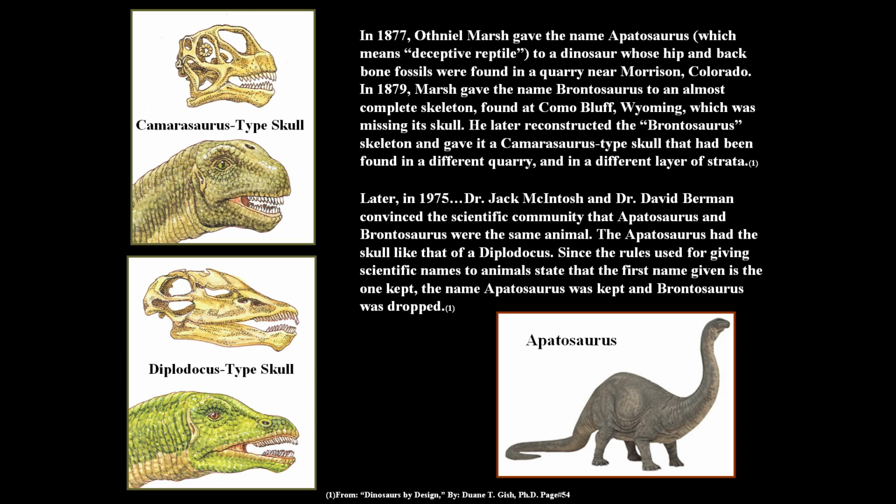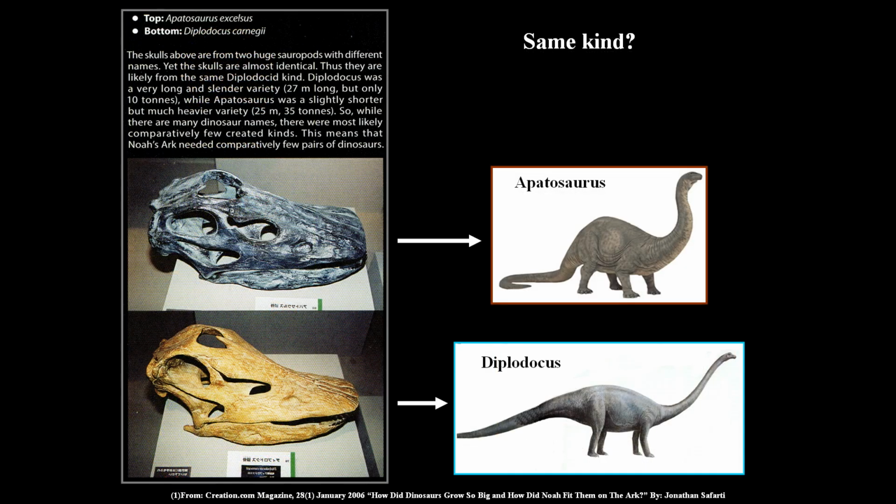So if you look over to the left-hand side, you'll see a Camarasaurus and a Diplodocus, and the Diplodocus type skull was the correct one that was to go on to the animal that would be called the Apatosaurus. And so now what's really interesting, the Diplodocus and Apatosaur may be the exact same type of animal. So if you notice over again to the left-hand side, the top one is an Apatosaur and the bottom one is a Diplodocus, and they look exactly the same. Let's put it this way, they are extremely close in appearance.